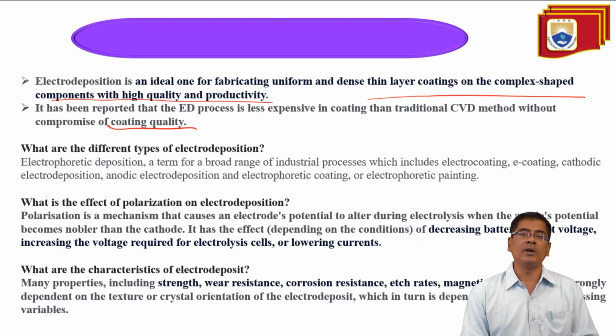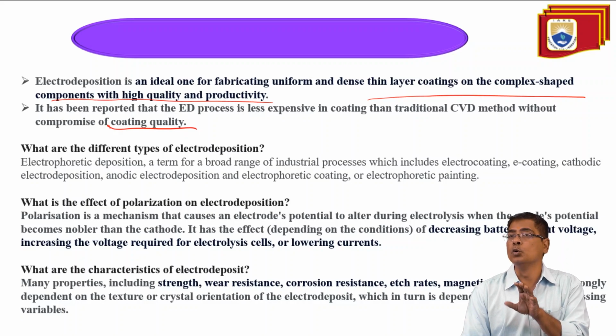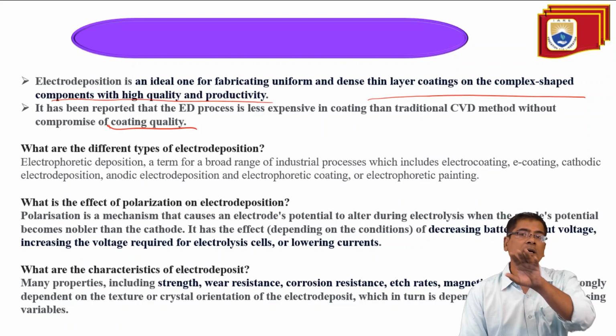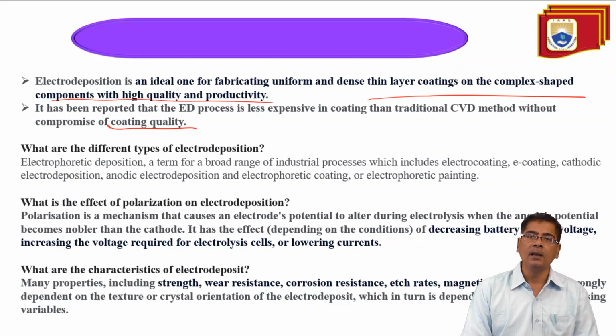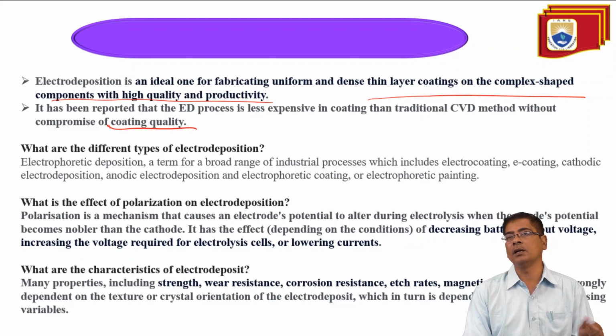The quality can be the deposition rate or the deposition of the thin film on the substrate. The quality of the thin film that is deposited on the substrate will be very, very good, right? So a good quality of the thin layer can be obtained on that particular substrate using this particular technique, that is the electrodeposition technique.